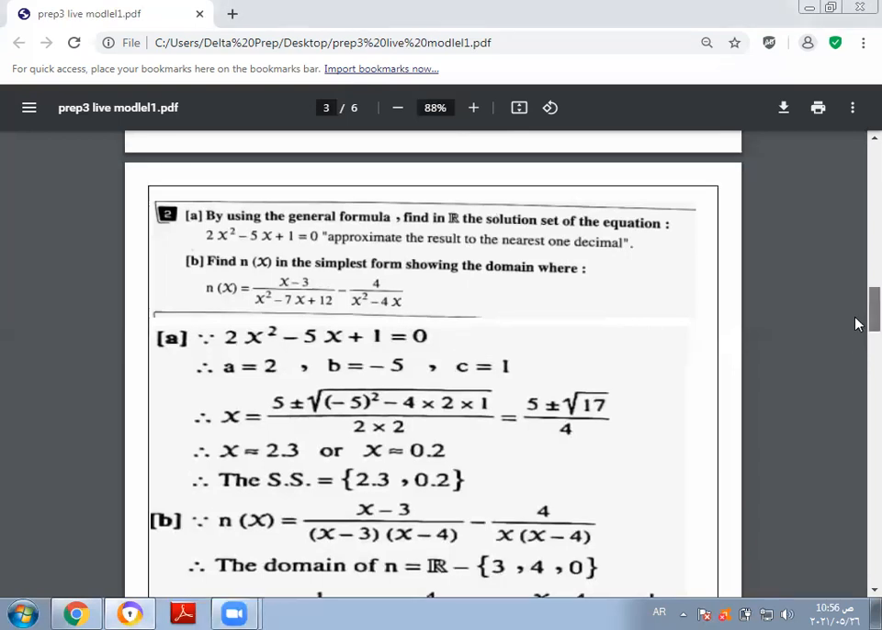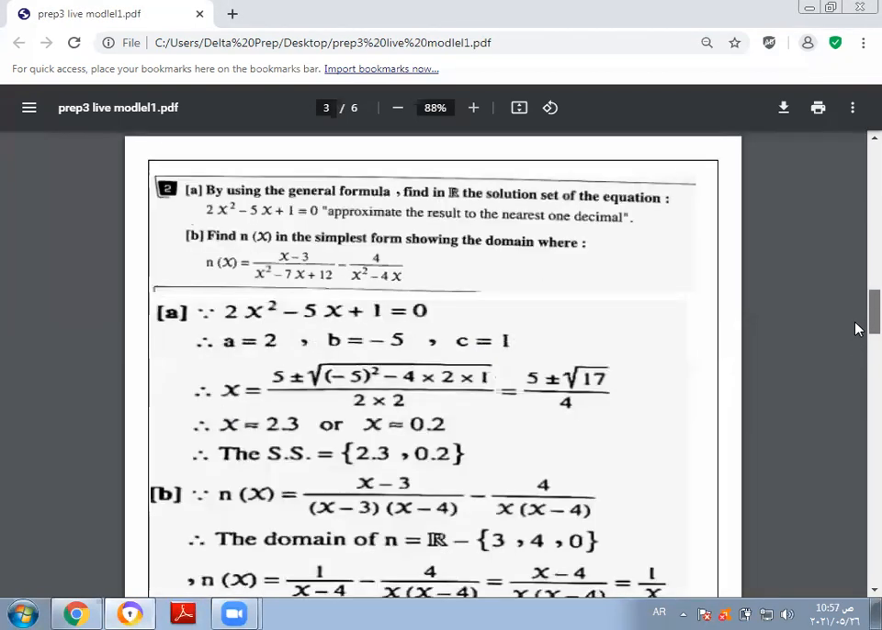Now, question number B. Find n of x in simplest form, showing the domain: x minus 3 over x power 2 minus 7x plus 12, minus 4 over x power 2 minus 4x. First, we factorize the numerator and denominator of each one. We factorize it here and here, and here and here.